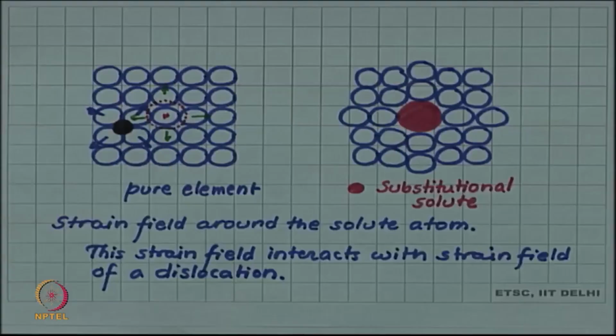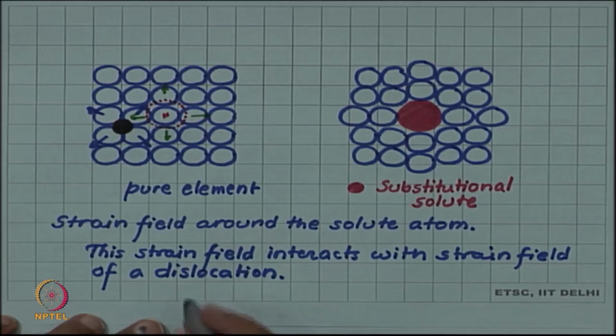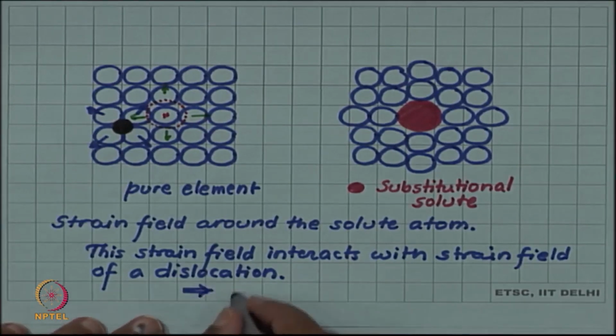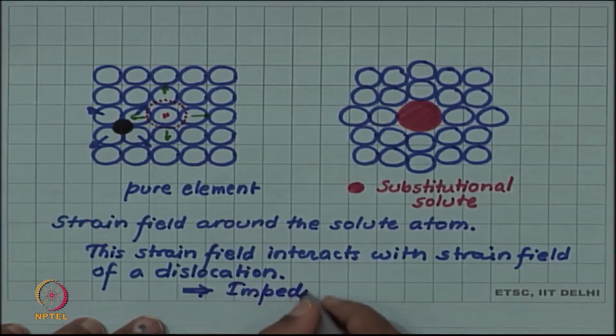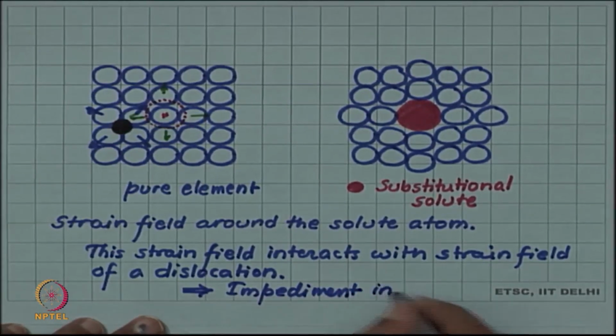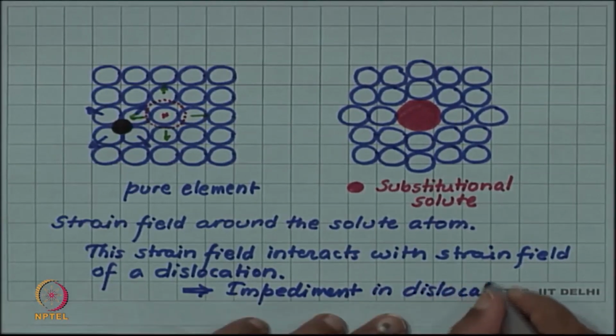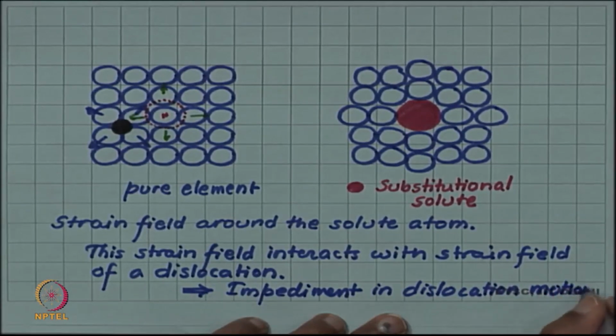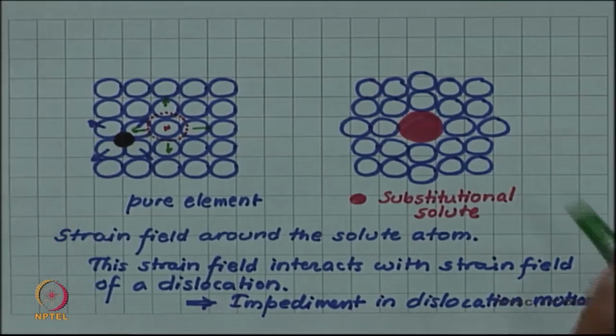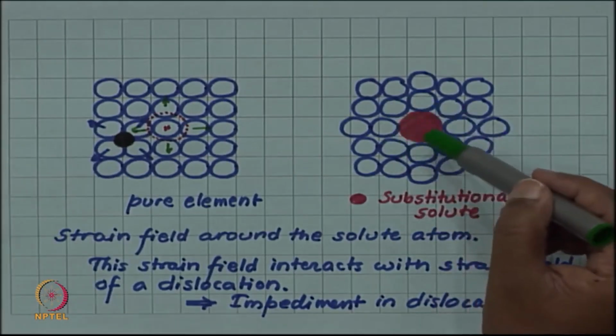But suppose the tensile field of the solute atom overlaps with the compressive field of the dislocation line. Then there will be an attraction, and the edge dislocation will come close to the solute atom. But if it wants to continue moving to create further plastic deformation, it will not like to move away because of the attraction with the solute atom. So in either case, the strain field interaction with the dislocation strain field impedes dislocation motion. Also note that an important factor here is the size difference.